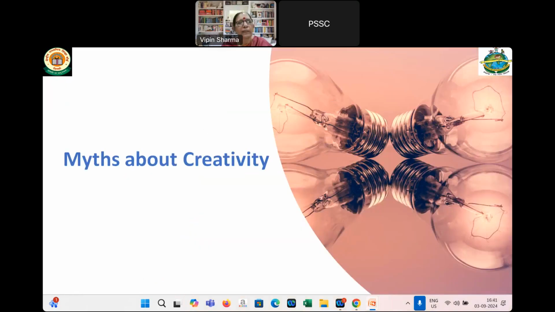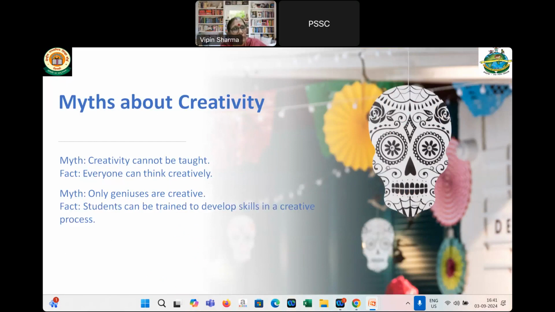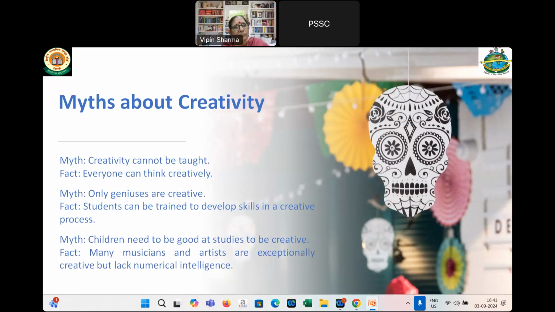Okay. Myths about creativity. Some people think creativity kya hota hai? Creativity cannot be taught. Everyone can think. Myth ye hai. Only geniuses are creative. No. Students can be trained to develop skills in the creative process. Myth is children need to be good at studies to be creative. But the fact is many musicians and artists are exceptionally creative, but lack numerical intelligence.